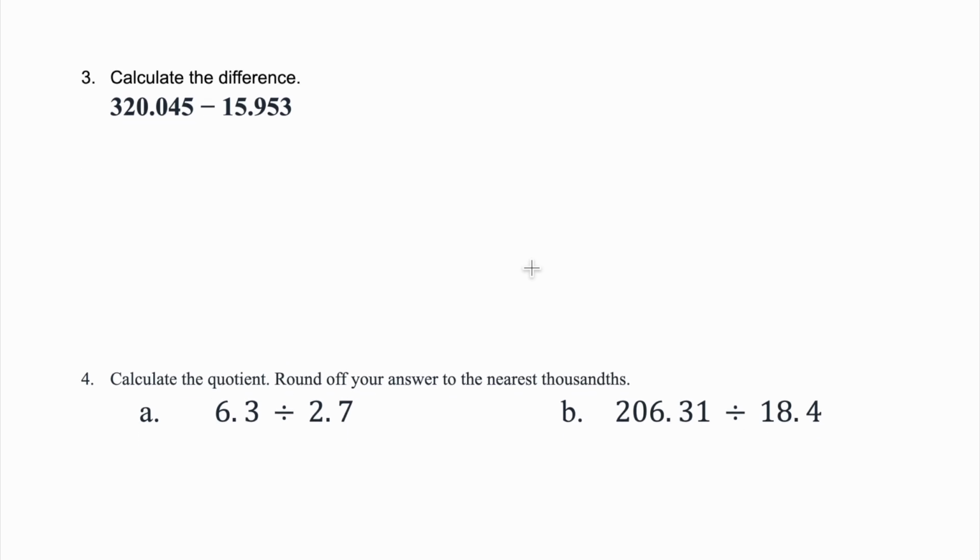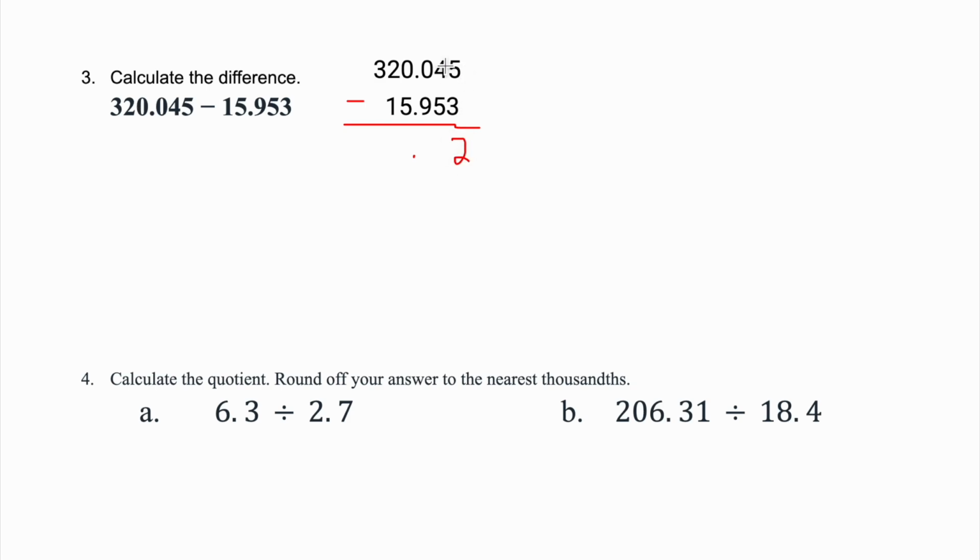All right, now I have to calculate the difference. So for difference I need to subtract. We're going to go ahead and write 320.045 and make sure that our decimal is lined up properly, over 953. With adding and subtracting, I definitely need those decimals lined up. Okay. Decimal drop down, subtract.